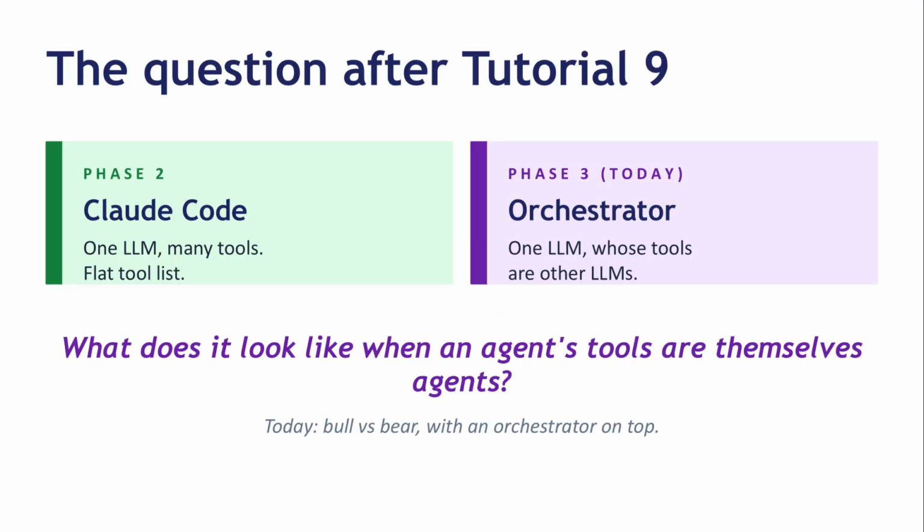Quick recap. Phase 1 was developer-controlled. You built the graph. Phase 2 was LLM-as-agent. One LLM picked tools and ran a loop. Phase 3 is LLM-as-orchestrator, an LLM whose tools are themselves whole agents. We've been promising the hybrid case throughout the series. Today, we build the orchestrator. Tutorial 11 will combine it with everything else. Let's go!